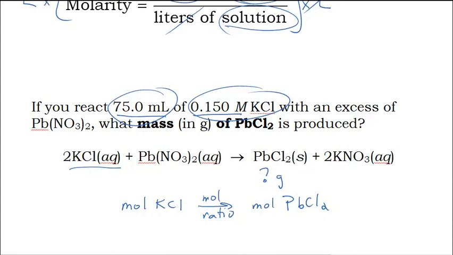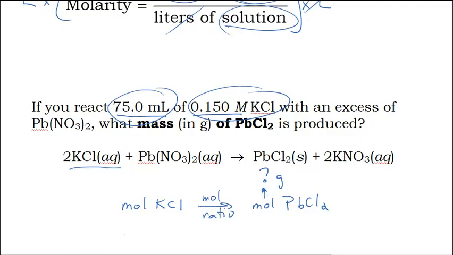All right, so the way that we're going to get from KCl to lead 2 chloride is in terms of our mole ratio. There's the stoichiometry piece. Now, we want grams. We can do that once we have moles of lead 2 chloride. But we don't have moles of KCl to start with. What do we know about the KCl?